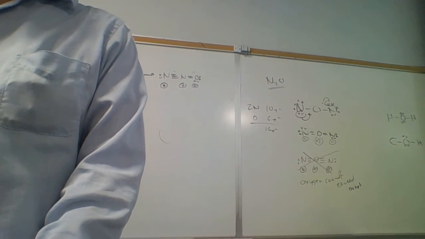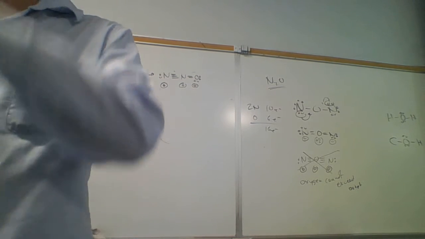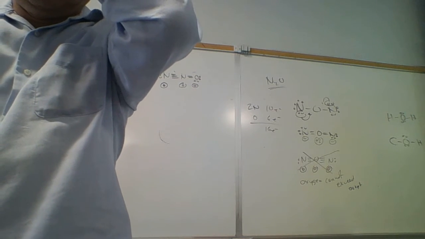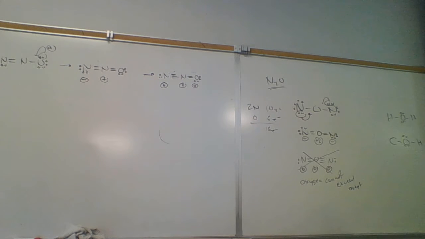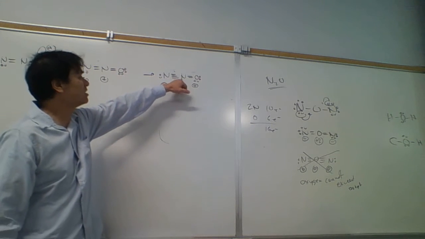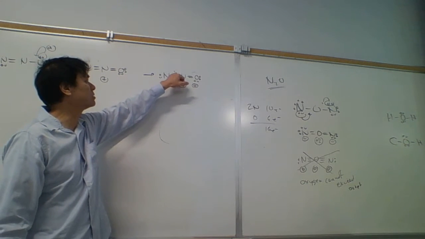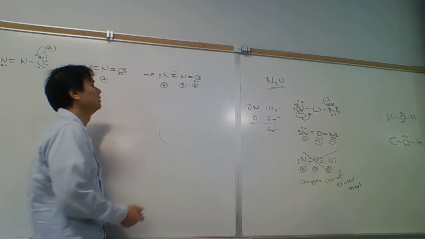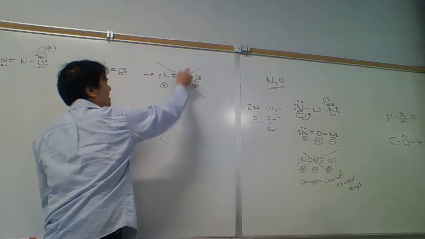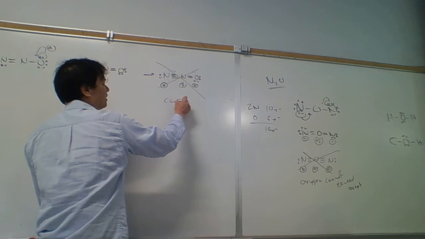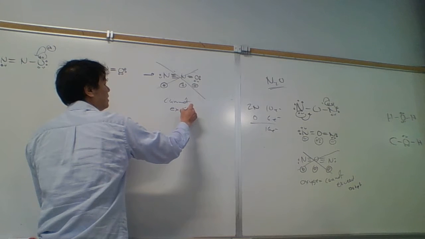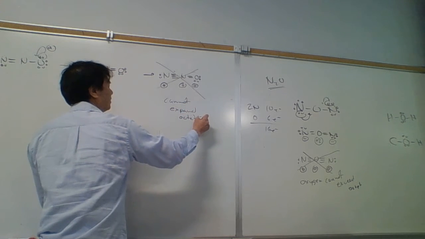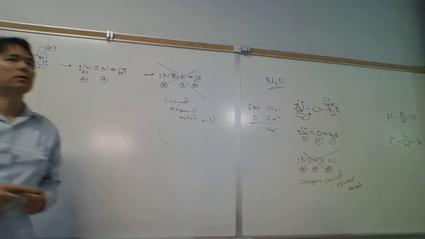What is this called? By expanding the octet. Well, whose octet did we expand? This nitrogen, the central nitrogen, now is 2, 4, 6, 8, 10. Can we expand the octet on nitrogen? No. So even though this is great, we cannot expand the octet on nitrogen. And so we're stuck with that one.